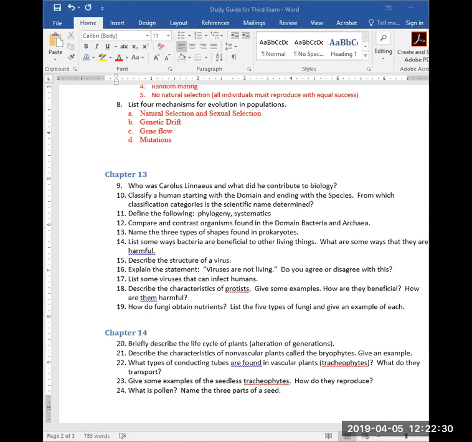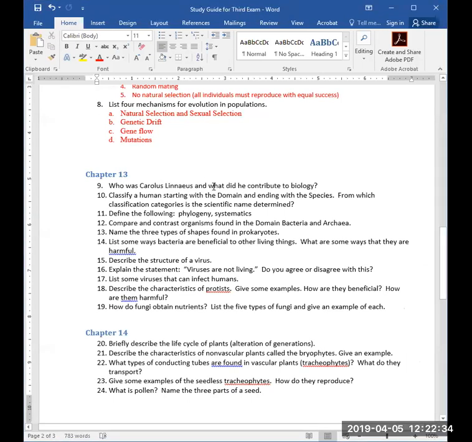So let's take a look at chapter 13. This kind of includes some things from earlier, right? Our early chapter, when we talked about systematics and then the three domains of life. So we talked about that early at the beginning of the semester. We kind of revisit that again as we look at different organisms and how to categorize these organisms.